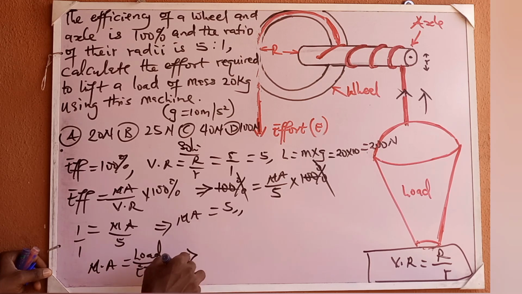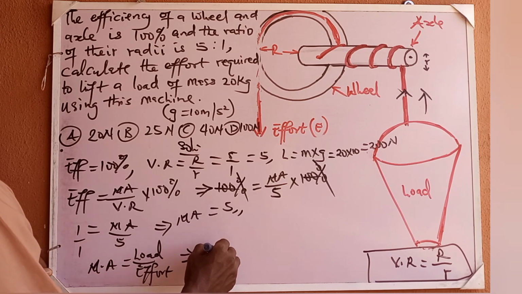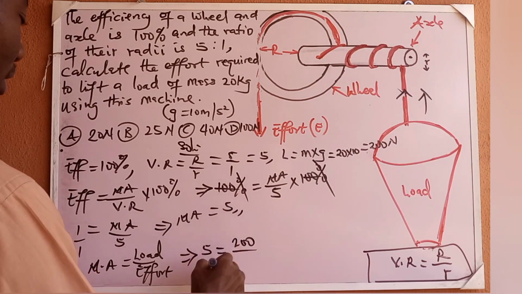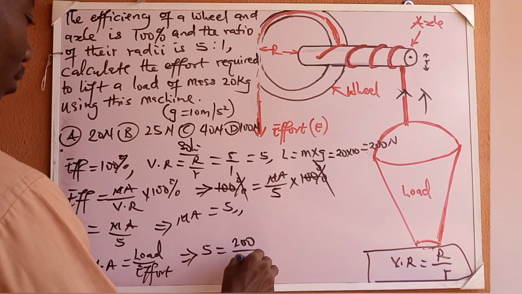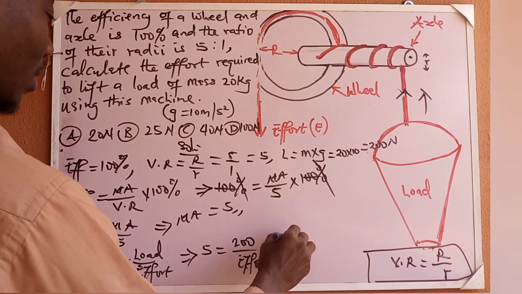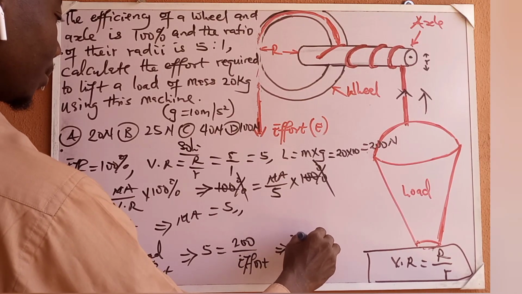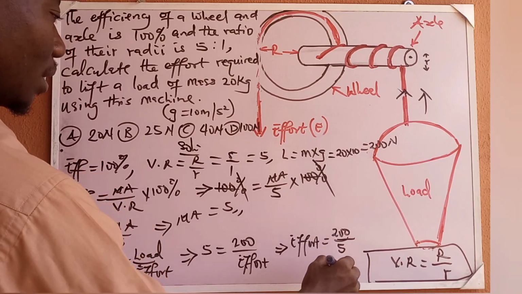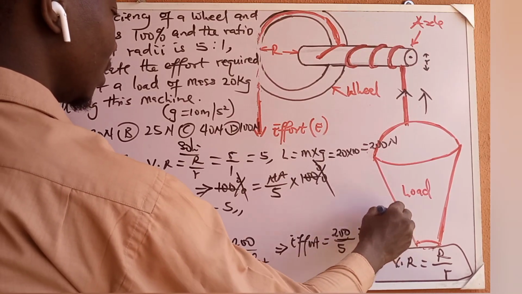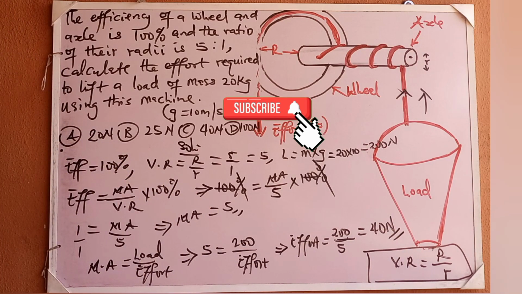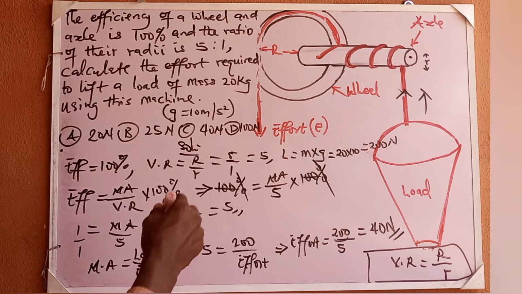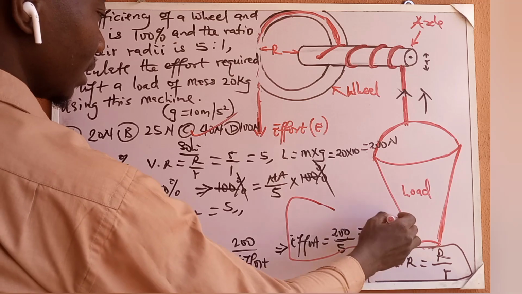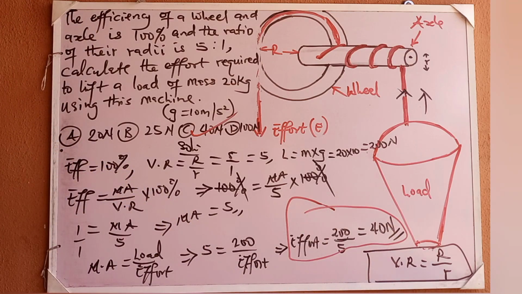On substitution, MA we have gotten to be 5. So 5 equals load, which is 200 newton, over effort. When I make effort the subject of the formula, effort will be 200 over 5, and that gives me 40 newton. And that is option C. So option C is correct. The effort required is 40 newton. You can see.